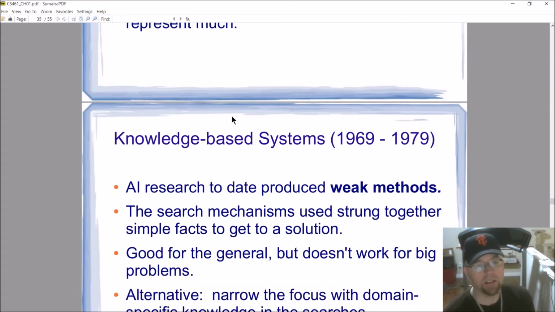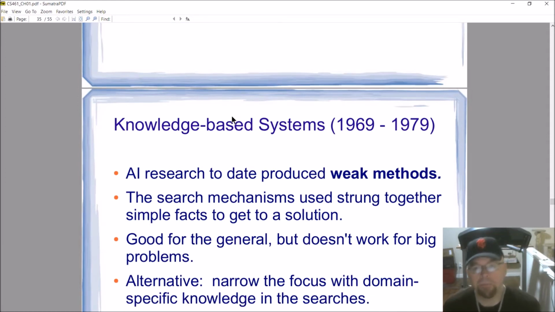All right, so moving on. Knowledge-based systems, 69 through 79, that decade. Up to this point, AI research produced what's known as weak methods, and what that basically meant was that the sophistication of what they were doing wasn't that great. You had search mechanisms used to search for solutions to certain problems, and you would string together a bunch of simple facts to get your solution. A leads to B, leads to C, leads to D, and therefore your solution, right?